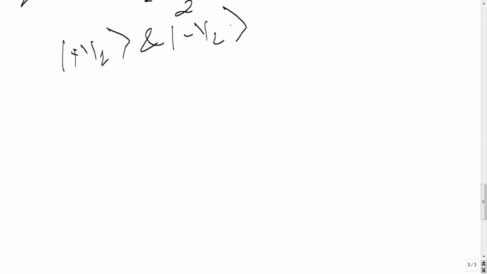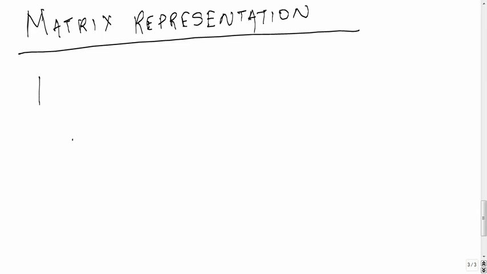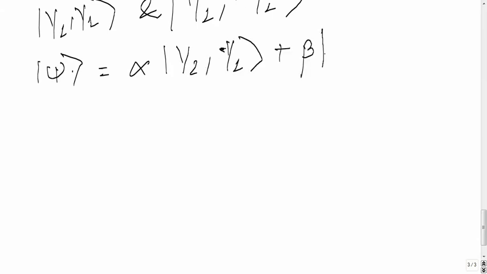So the next topic would be the matrix representation of all the operators Sx, Sy, Sz and S squared, and also S plus and S minus, all the operators, its matrix representation. So in this plus half and minus half basis, we can write any arbitrary spin state. As I have stated earlier, any spin state psi can be written as a linear combination of these two states. That is, they span this two-dimensional Hilbert space. This alpha and beta are complex.